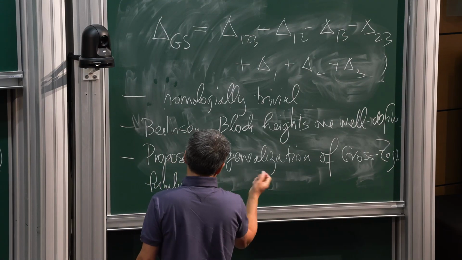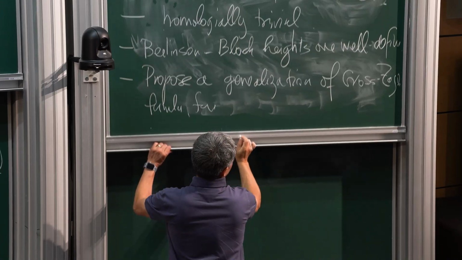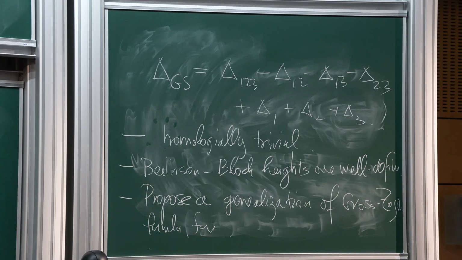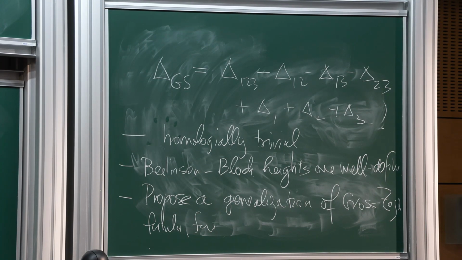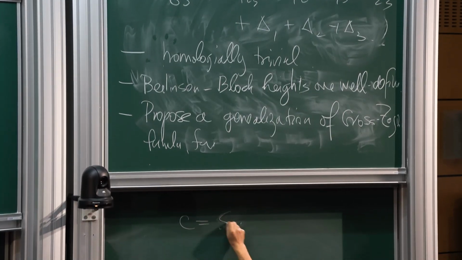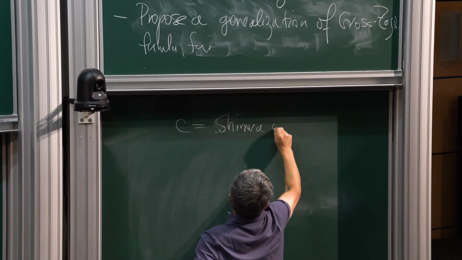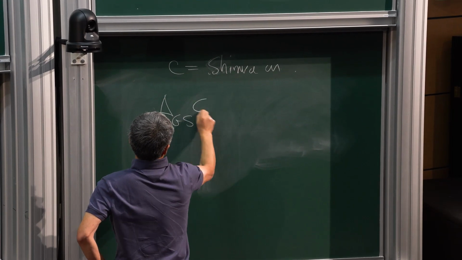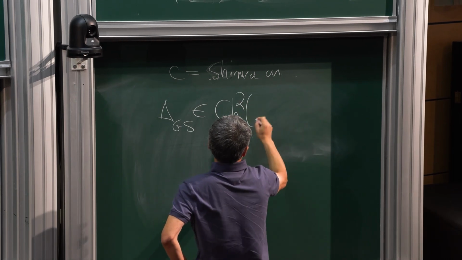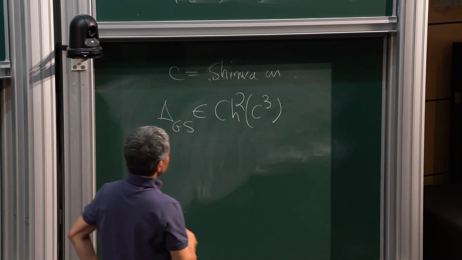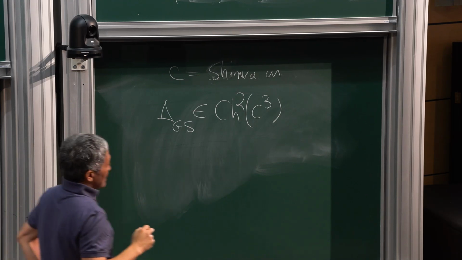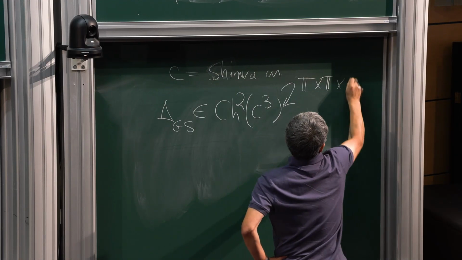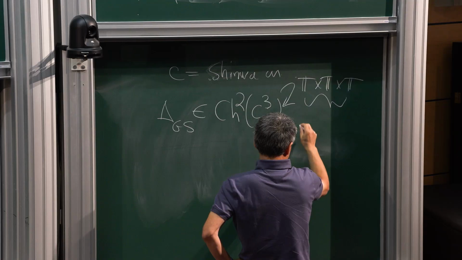For the triple product L-series, the idea is the following: if you take C to be a modular curve, or a Shimura curve, for example, then you have the Gross-Schoen cycle Δ_GS inside the Chow group of C2 cross C3. And this has a Hecke operator action, three copies of Hecke operators.